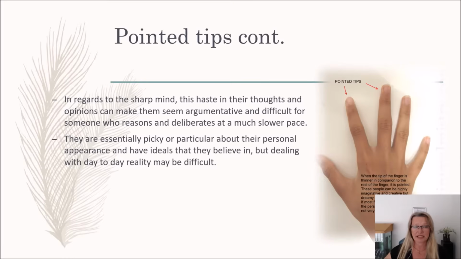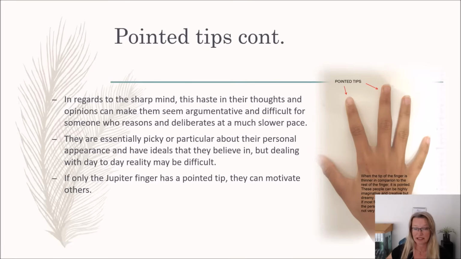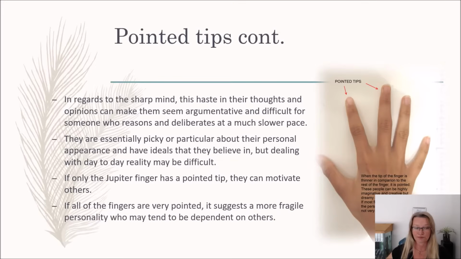So the pointed fingertips, they're essentially quite picky and particular about their personal appearance. They have ideals that they believe in, but dealing with day-to-day reality might be difficult, so they might live in a little dream world of what they think is ideal in their life. But if it's only the Jupiter finger, the index finger, that's pointed, then that is a sign of someone that can motivate other people. If all the fingers are very pointed, it's a more fragile personality, and they also tend to be dependent on others.